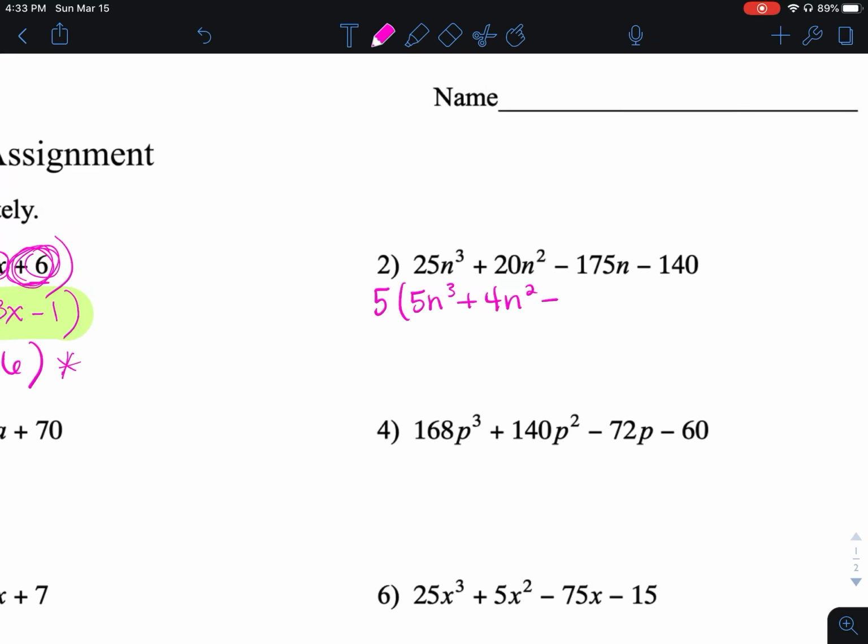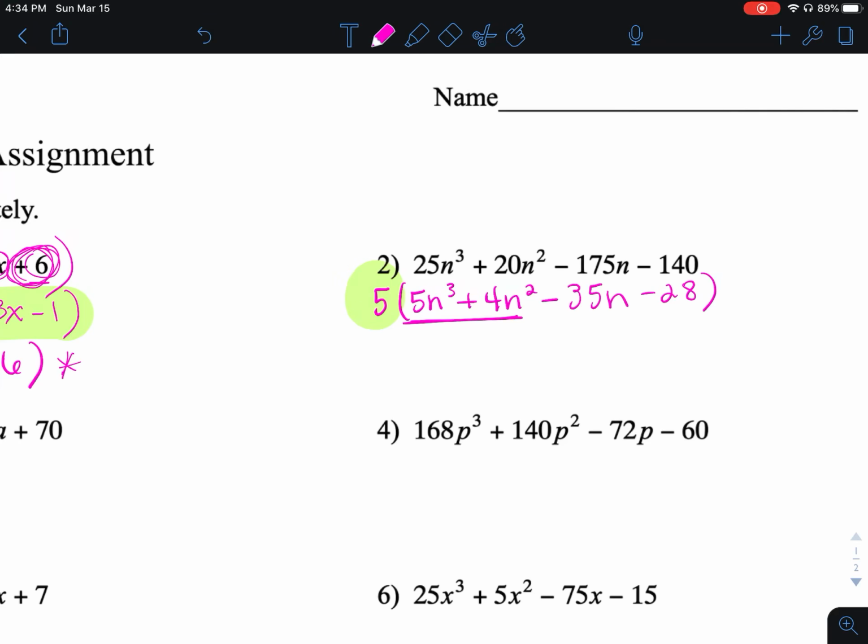That gives me 35, so 35n. And then 140 divided by 5 is going to give me 28. Okay. All right. So now we're going to take our first two terms here. We're going to do our same process. This 5 out here on the outside, it's just going to hang out there. We don't have to do anything with it. It's just going to stay on the outside.